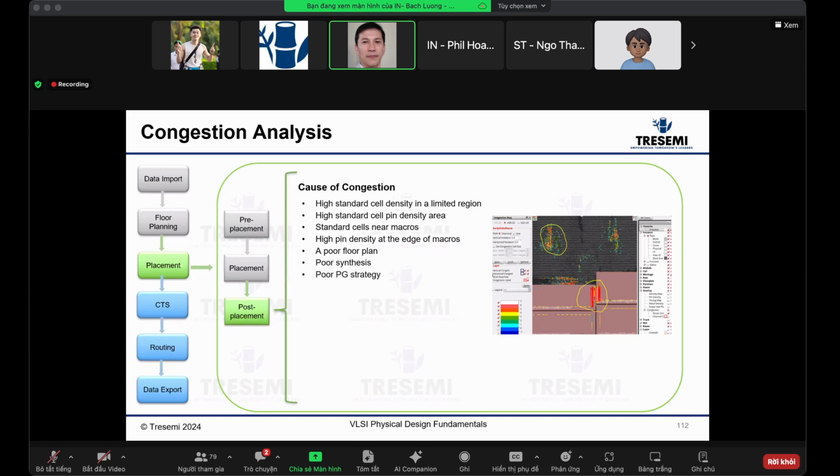Sometimes what happens, you can miss the estimate, right? You can miss it, and then it becomes too dense, and you have to go back. So usually, the initial floor plan is 90% accurate in my experience. There's a 10% chance you go back after placement. You go back, you have to expand your chip, or you shrink it, depending on the technology and number of metal layers.